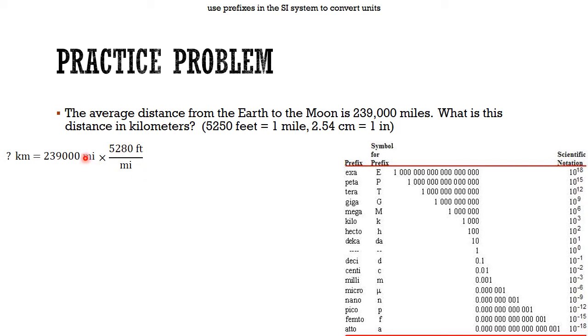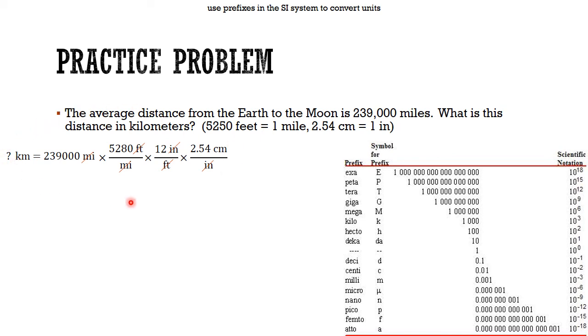So notice our miles unit cancel based on where I wrote those. So now I'm in feet. So now I can go from feet to inches. And as we know, there are 12 inches in a foot. And again, my feet unit cancel. And now that I'm in inches, now I can use this conversion factor, 2.54 centimeters in an inch. So I need my centimeters on top and inches on bottom so that my inches unit will cancel. And now that we're in centimeters, now we can convert to kilometers.